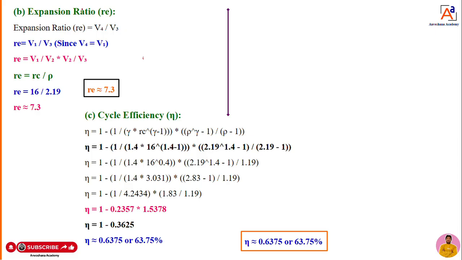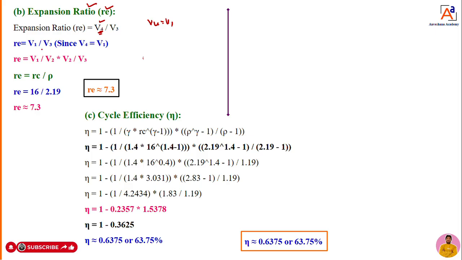Next I will move towards the third step, that is expansion. First one I calculated. Next I will move towards the next important parameter, that is expansion ratio. That expansion ratio I will mark here as RE. So what is expansion ratio? As I told dear students, it is nothing but V4 by V3. So we know already V4 is equal to V1. Wherever V4 is there, I will substitute V1. So that is nothing but V1 by V3.